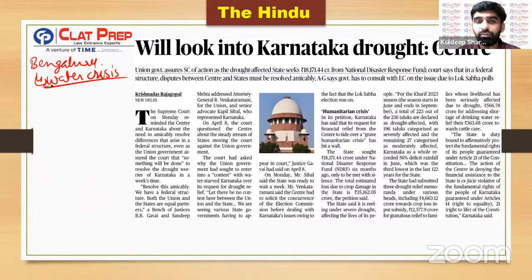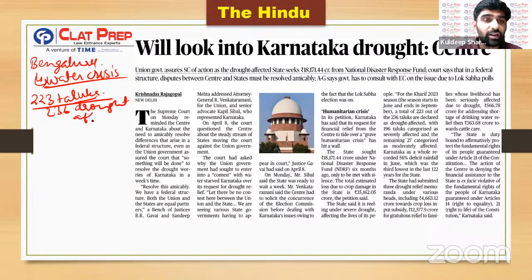Because of this, Bengaluru is facing a water crisis, and it is not just Bengaluru. For example, information has been provided that 223 talukas, which are units below the level of district, out of 236, so about 95-97% of the talukas, are actually drought affected.